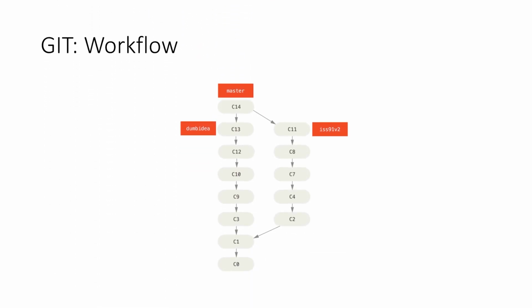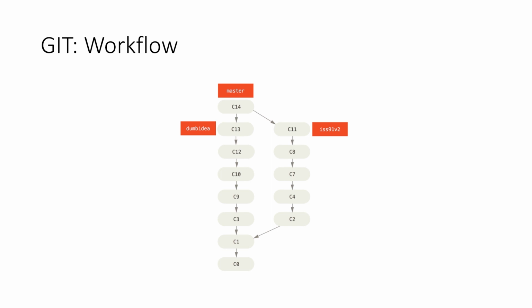Now, let's say you decide you like the second solution to your issue best, is91v2, and you showed the dumbidea branch to your coworkers, and it turns out to be genius. You can throw away the original is91 branch, losing commits C5 and C6, and merge in the other two. Your history then looks like this.